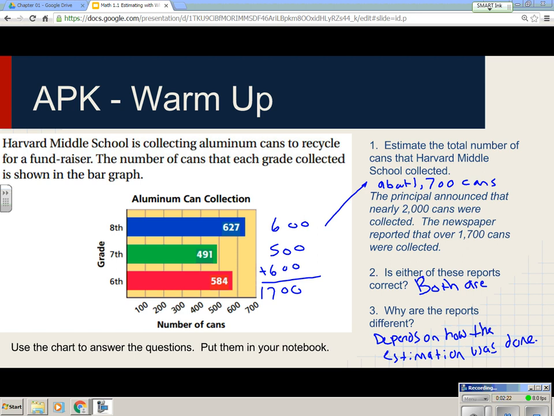And number 3 then says, why are the reports different? My answer was, well, it depends on how the estimation was done. I'm pretty sure that the newspaper did exactly what I did, but the principal may have rounded differently. I wonder how the principal rounded. If you think you know, write it down in your notebook.